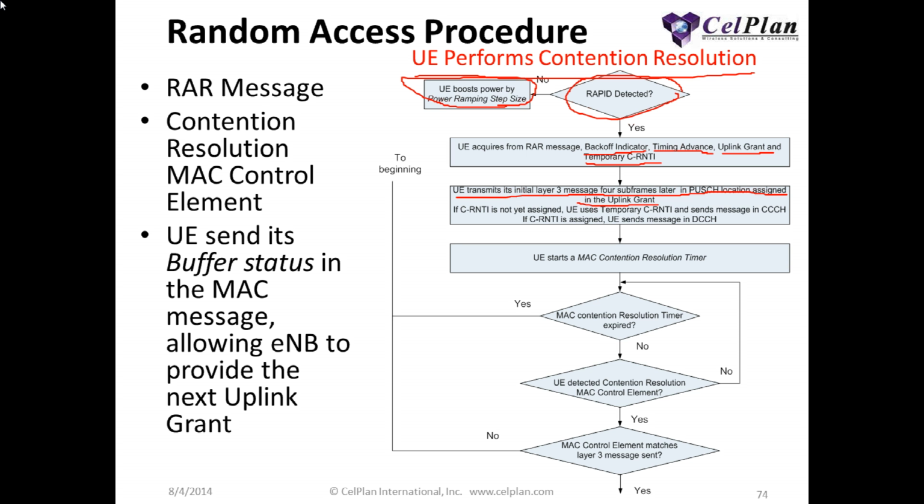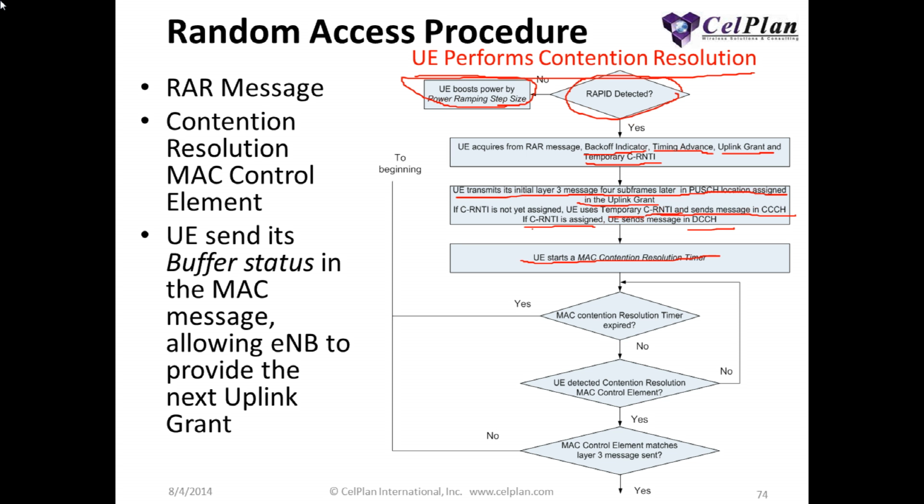So the UE sends the message using the C-RNTI, or the temporary C-RNTI if it doesn't have a C-RNTI assigned yet. And it sends the message in the place where the DCCH told it to send. And then it starts a timer. So basically, it waits for a reply to its message.